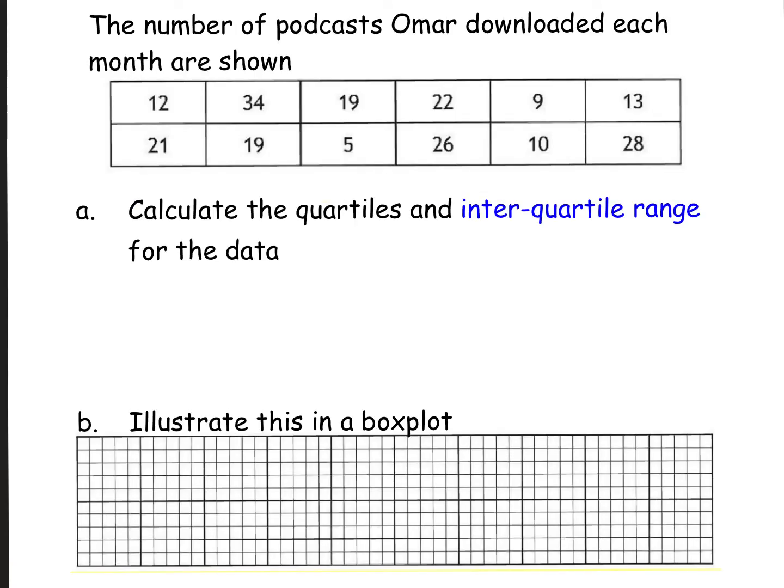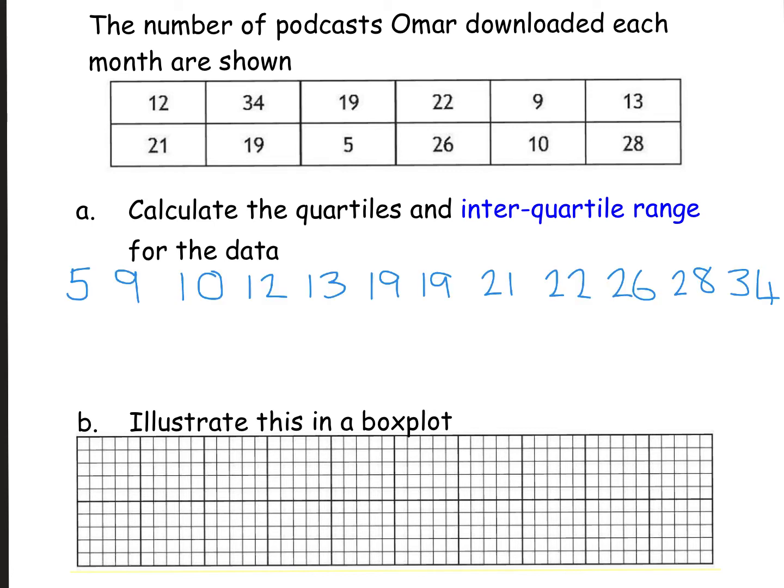My example, I've pulled from a past paper. It's looking at the number of podcasts that Omar downloaded each month. They're all shown below in that list of numbers. So the first thing I need to do is get that list of numbers into order. I've already done that. I've skipped a wee bit. So here are my numbers in order.